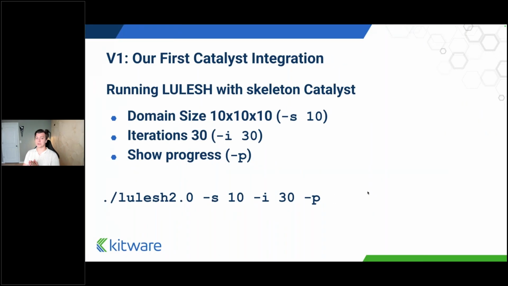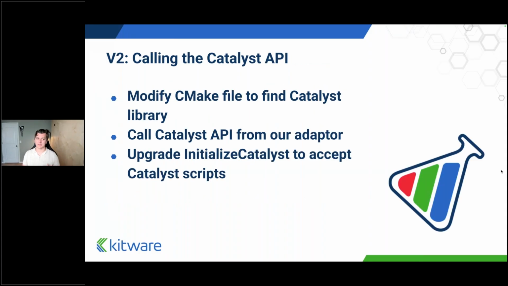All right, version 2. We're actually going to be calling the Catalyst API now. For this, we are actually going to need to modify our CMake to find the Catalyst library. Then we're going to call the Catalyst API from our adapter, both in initialize and finalize. We're going to save execute for version 3. And then we're going to update our initialize Catalyst to accept Catalyst scripts. This is where the actual in situ workflow is going to be coming from. So we'll move through those steps and then we'll continue to add some complexity.